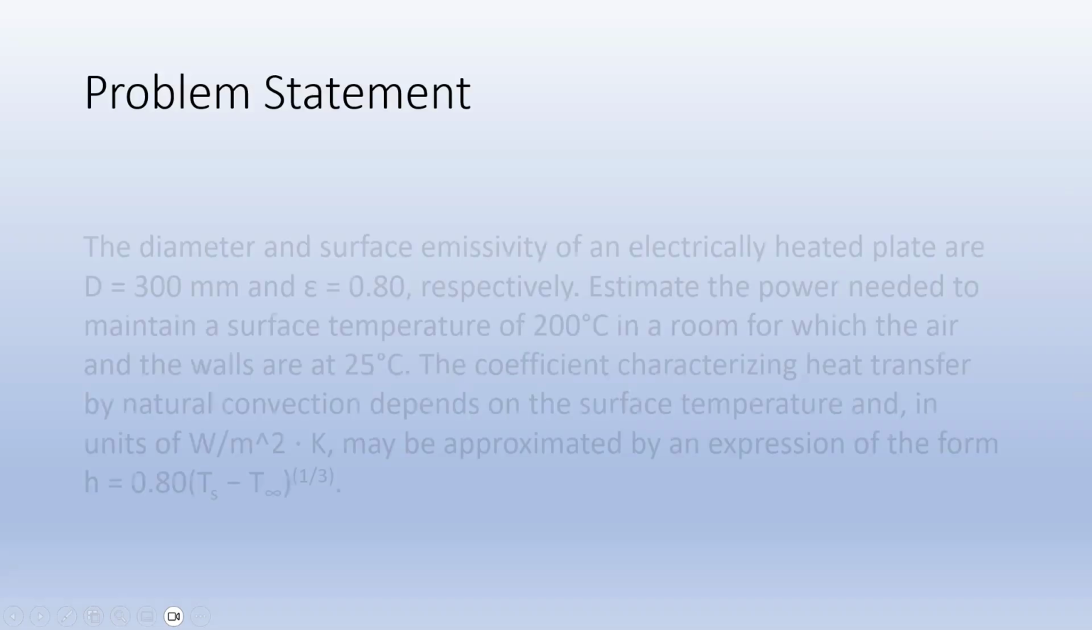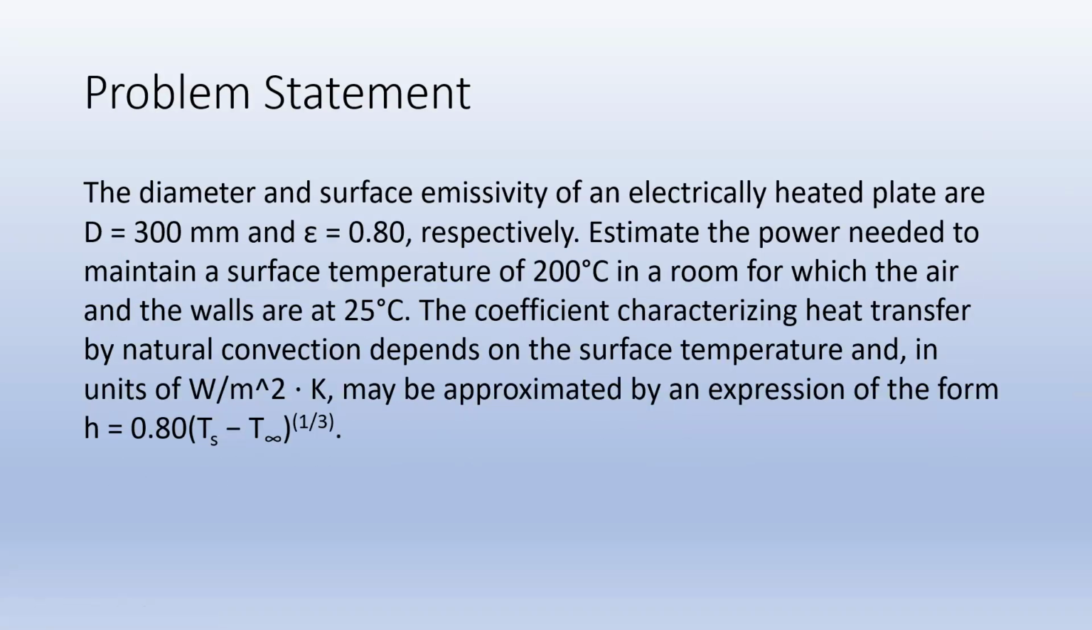The problem statement is, the diameter and surface emissivity of an electrically heated plate are D equals 300 millimeters and epsilon equals 0.80 respectively. Estimate the power needed to maintain a surface temperature of 200 degrees Celsius in a room for which the air and the walls are at 25 degrees Celsius. The coefficient characterizing heat transfer by natural convection depends on the surface temperature and, in units of watts per meter squared Kelvin, may be approximated by an expression of the form H equals 0.80 times Ts minus T infinity to the power of 1/3.